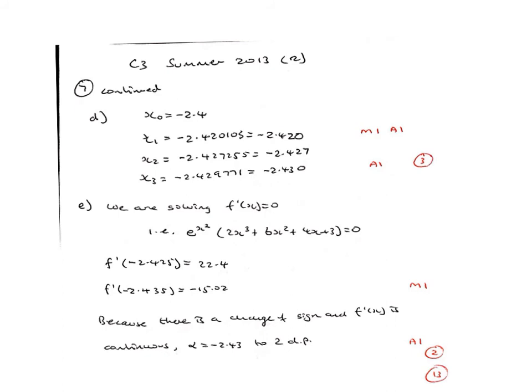And then to find, in part E, to prove that alpha is minus 2.43, I'm going to take minus 2.425 and minus 2.435. It's important to remember which equation we're solving. We're trying to find where the minimum turning point is, so it's f dash x is 0. It's not f of x is 0. We're trying to find alpha, the minimum turning point. So therefore it's this that's 0. So if I substitute in minus 2.425 into this and minus 2.435 into that, I get those answers. And then you write out the boring sentence at the end.